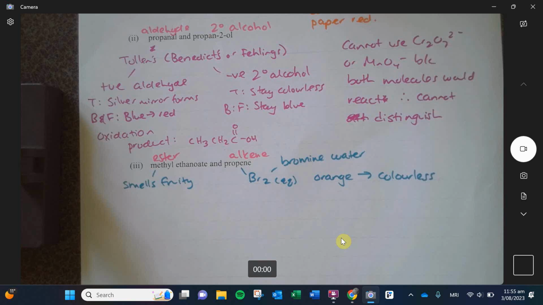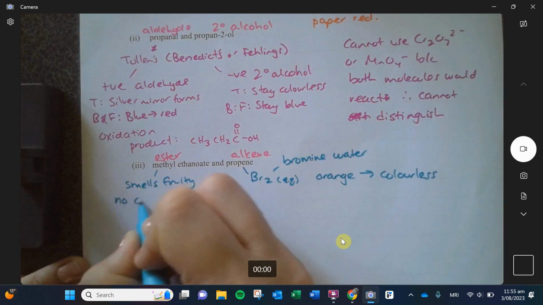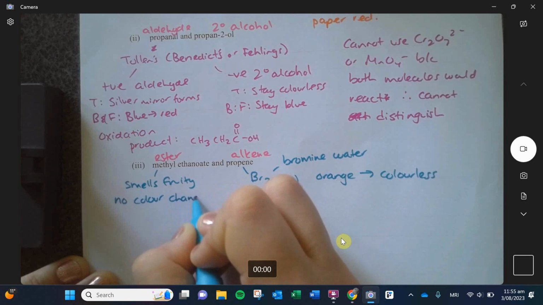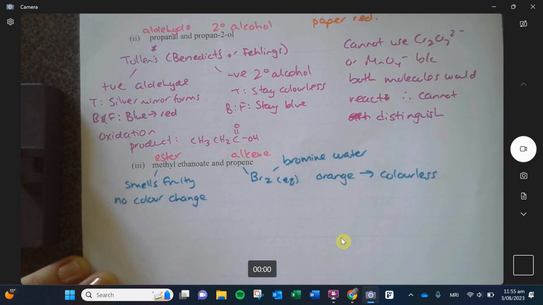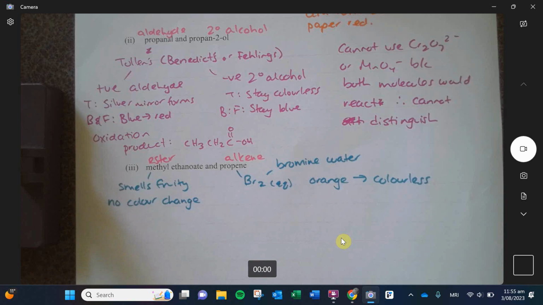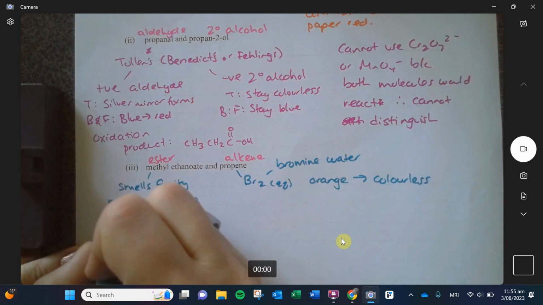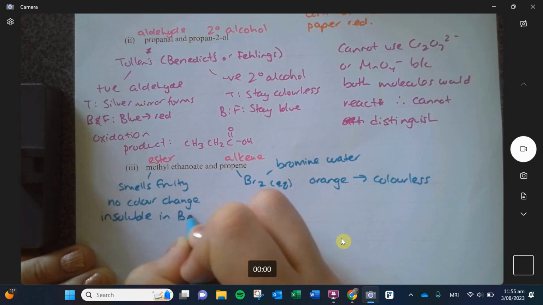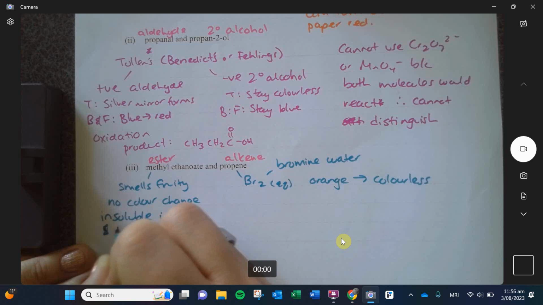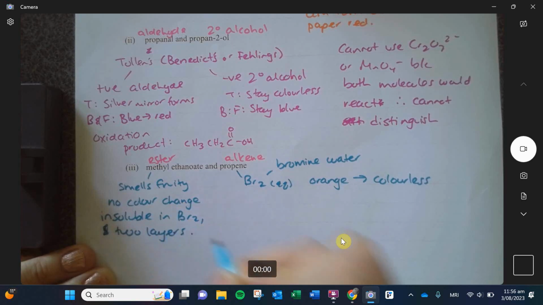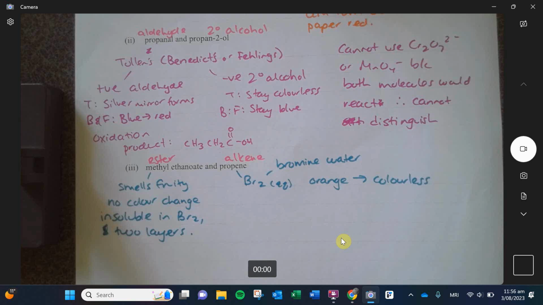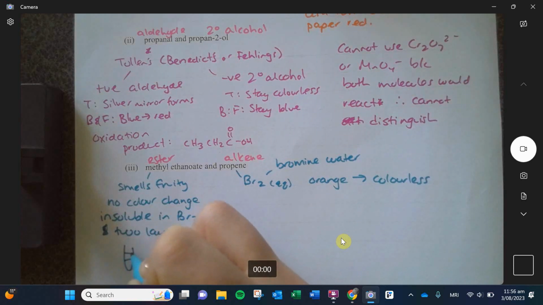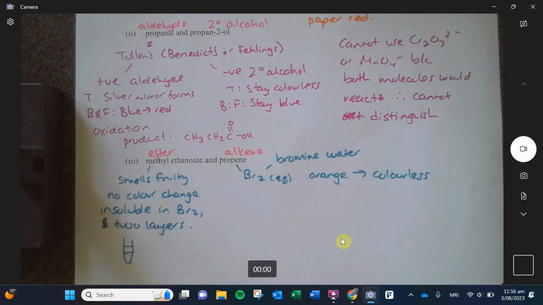Whereas with the ester, there would be no color change. And in fact, looking at what we have ester-wise, it'll probably form 2 layers and it'll be insoluble with the bromine water. And that's because the methyl ethanoate will be nonpolar, would be my guess. So we would probably see 2 layers in that case. We'll double check the marking schedule.